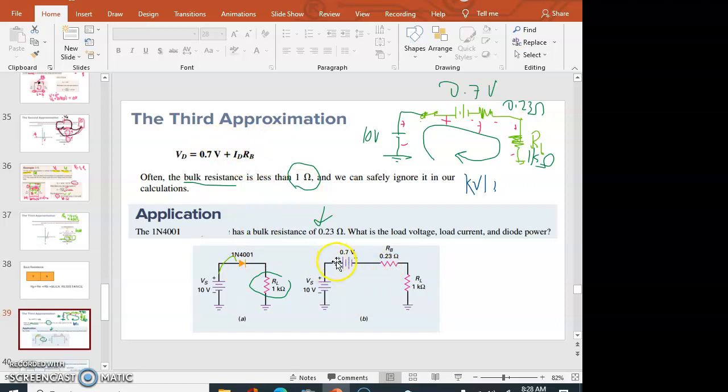We consider it as a closed switch because the anode terminal is connected with the positive terminal. Therefore, our diode is in forward bias. Next, we consider the bulk resistance, and the value is given in our example, which is 0.23 ohms. And then, of course, we have the load resistance, which is 1000 ohms. If you compare 1000 ohms with 0.23 ohms, 0.23 ohms is almost negligible. Now, let's proceed with the required: we are required to solve for the load voltage, the load current, and the diode power.